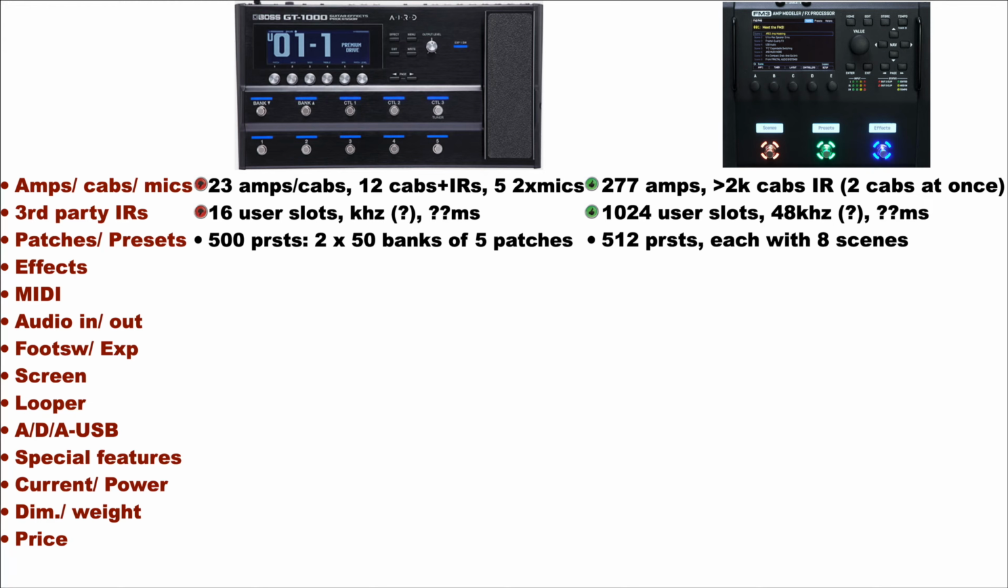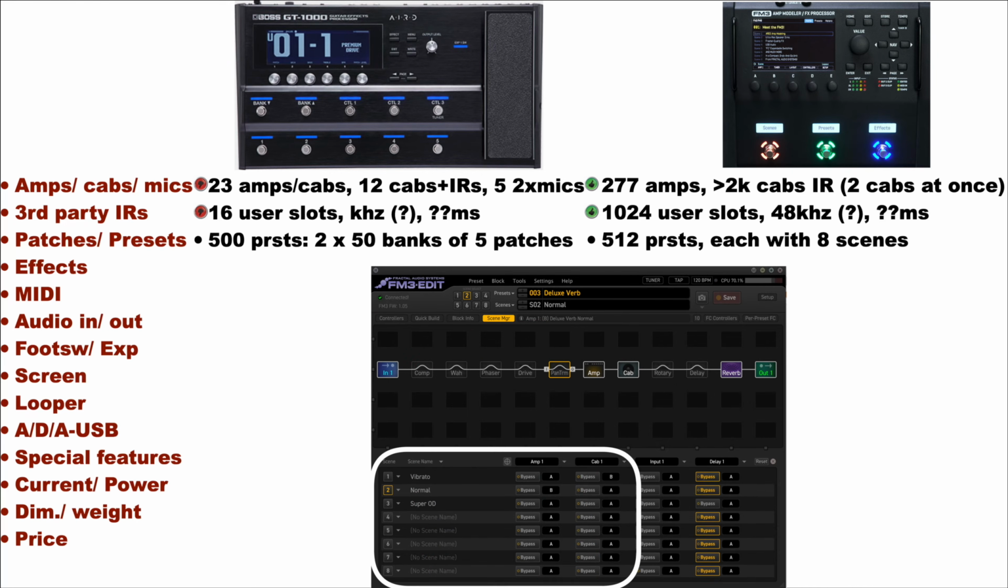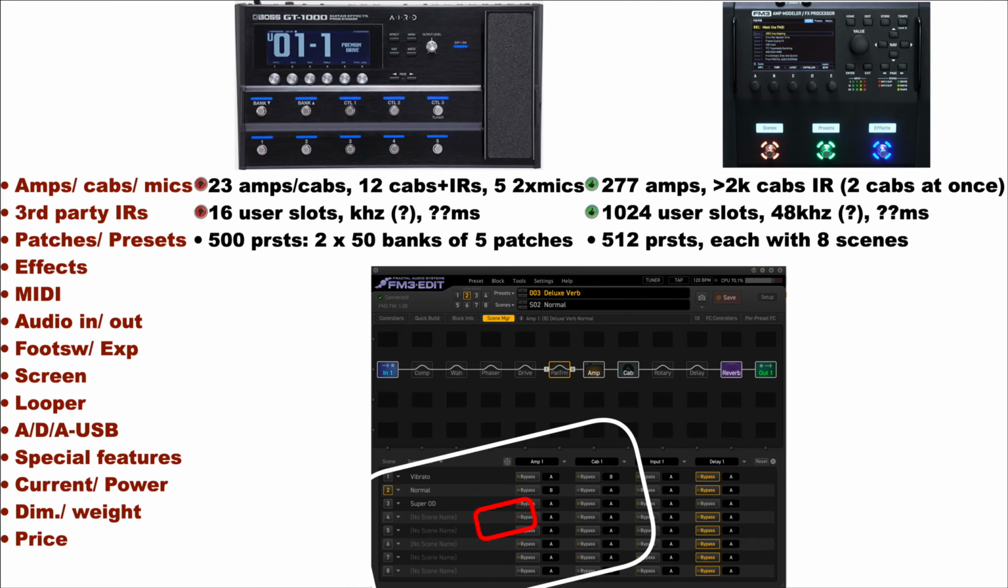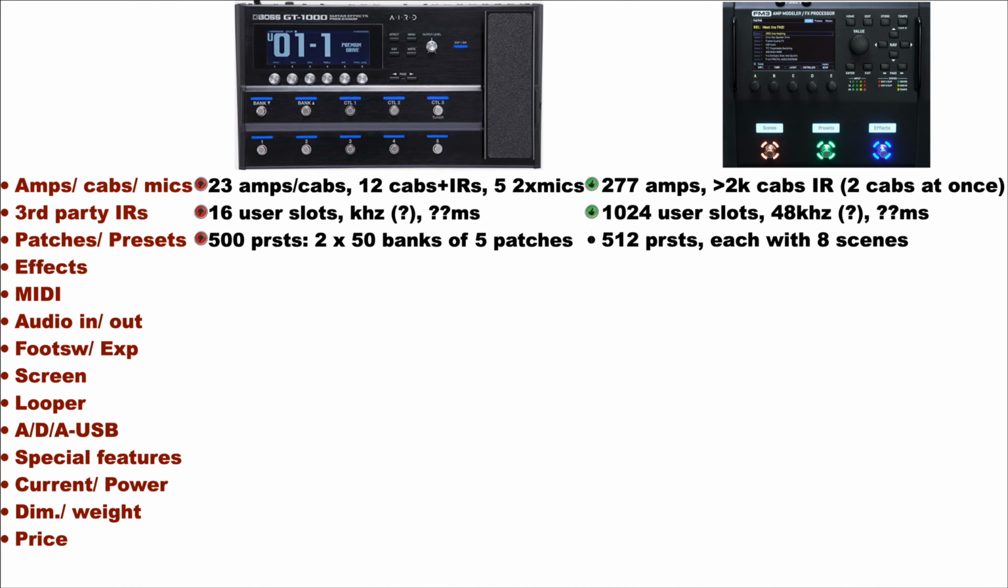Furthermore, the BOSS has 2 sets of 50 banks, each of 5 patches, with a total amount of 500 patches, 250 for the user and 250 factory presets, while the FM3 offers 512 presets with 8 scenes for each preset, where each scene is a specific combination of parameters of the signal chain. Therefore, the FM3 is the winner here, in my opinion.